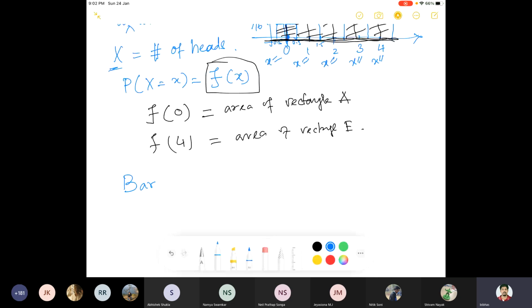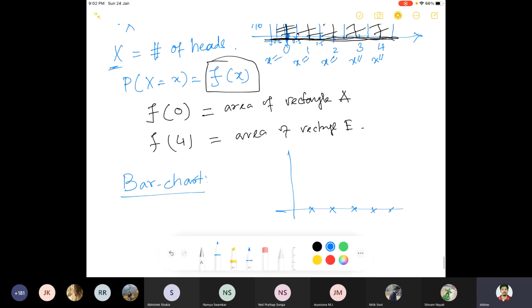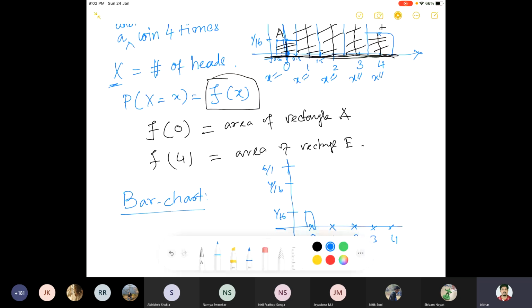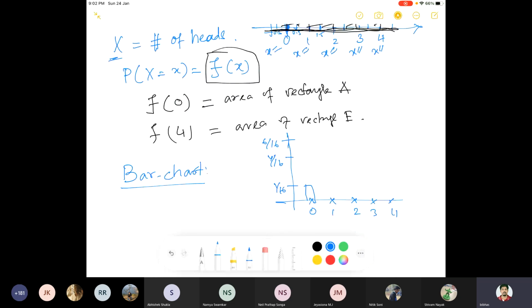So this is one way to look at the probability mass function. Another way is called a bar chart, which you can also draw. It's like a rectangle, but here we are not setting the area to be the probability. So if it is 0, 1, 2, 3, 4, corresponding to the previous example, it is like 1 by 16, then 4 by 16, and I think it was 6 by 16. These are the values, not exactly the y-axis. So then you can say, okay, this is a bar chart.